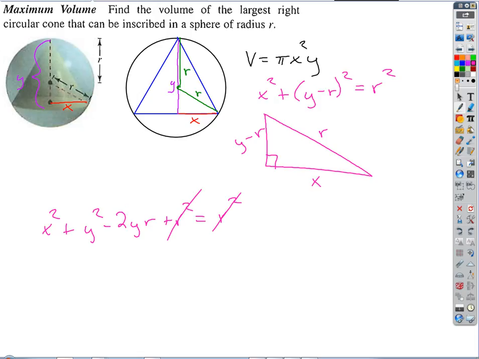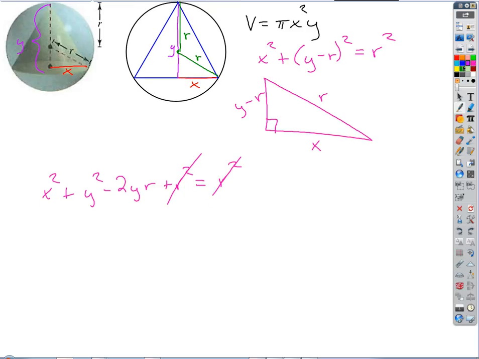Now clearly, which variable are we going to substitute for? It's not even close: x squared. You see that? Because I've got an x squared there and an x squared there, and each term only appears once. It's a single term there, and the same thing here. Exactly, so look what we can do. We can solve this for x squared, and I'm just going to get positive 2yr minus y squared, agree? Okay, so put a box around it.